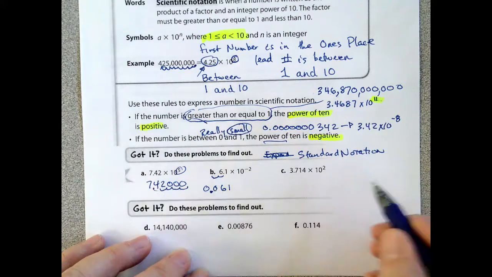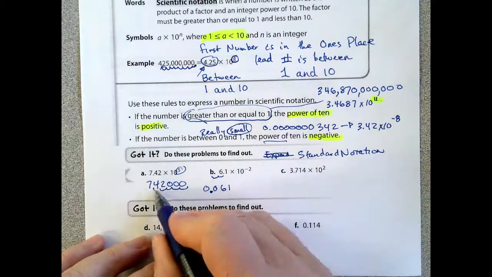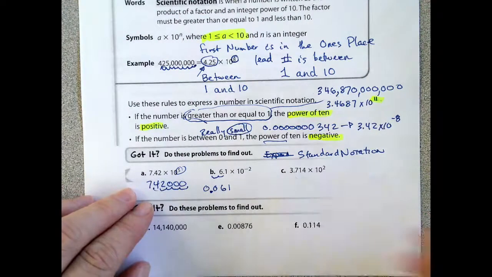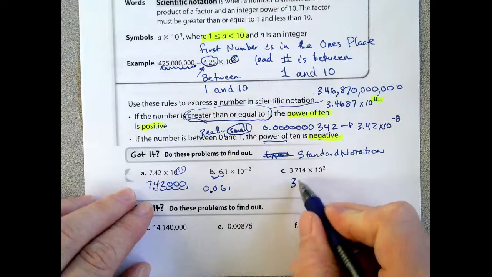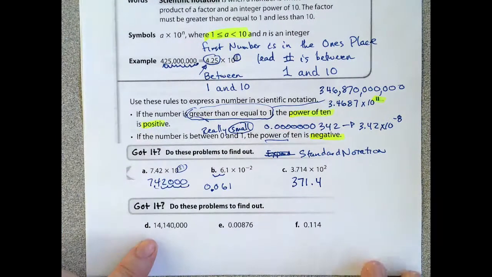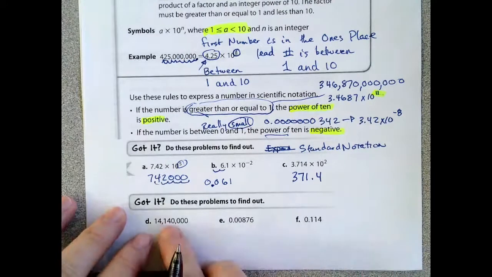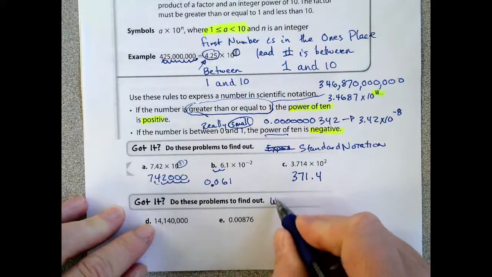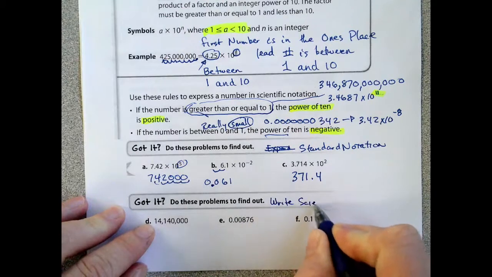What am I going to get for C? This is positive. Remember, I moved the decimal point right, making a larger number here. So what are you going to get for C? You're going to get 371.4. You want to be able to write large numbers in standard notation and in scientific notation.